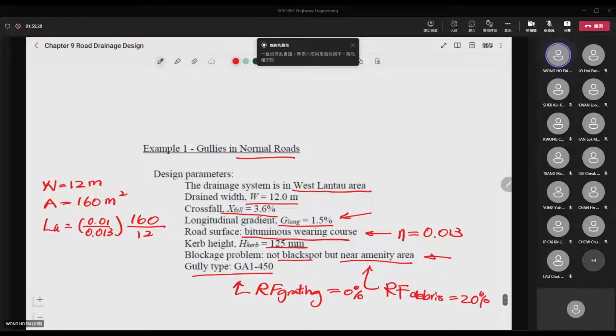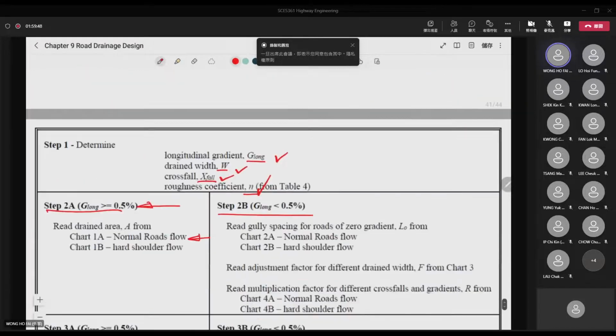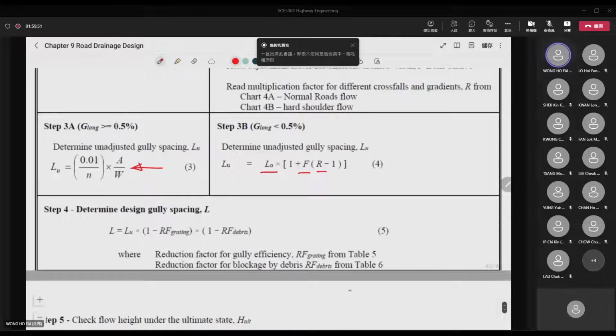Okay, then I can calculate it's around 10.2 or 10.3 meter. Right? You agree? Okay, then after that, you will have the L, actually it is the design spacing, which is equal to LU times 1 minus RF grating, and then times 1 minus RF depth.